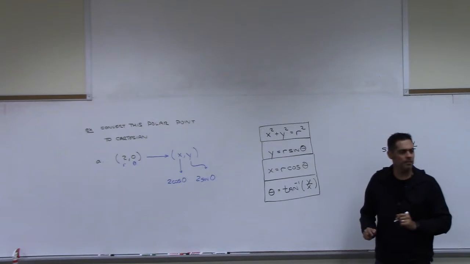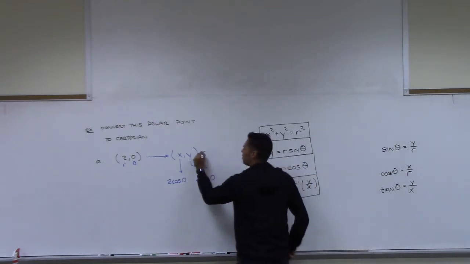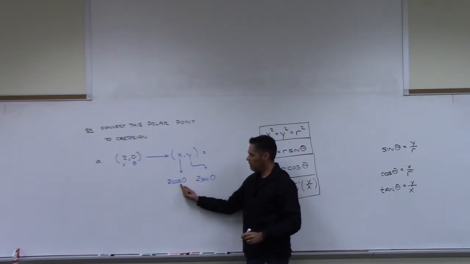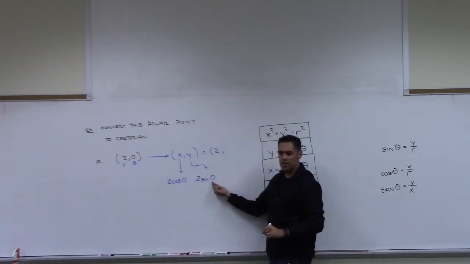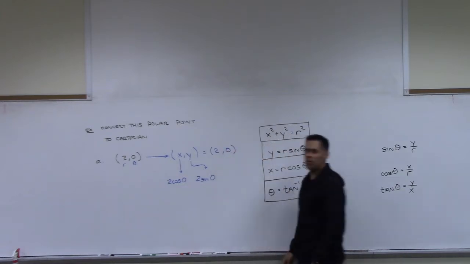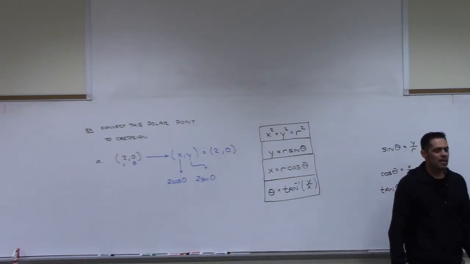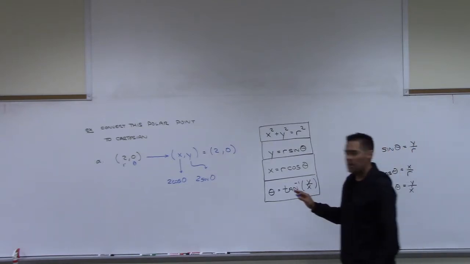You all see what I'm doing? And cosine, what is cosine of 0? 1, right? So 2 times 1 would be 2. And then sine of 0 is 0, and you get 0. Wait a minute, hold on. That's the same answer, isn't it? That I told you, sometimes this happens. It doesn't happen all the time.